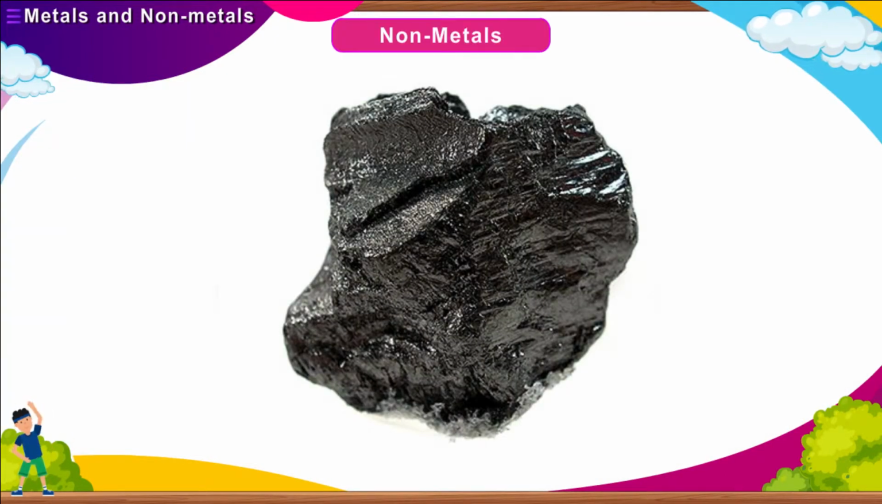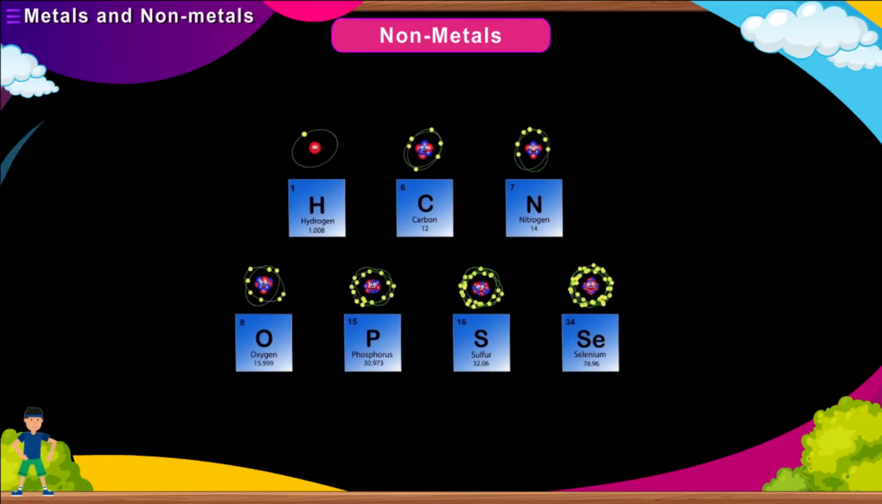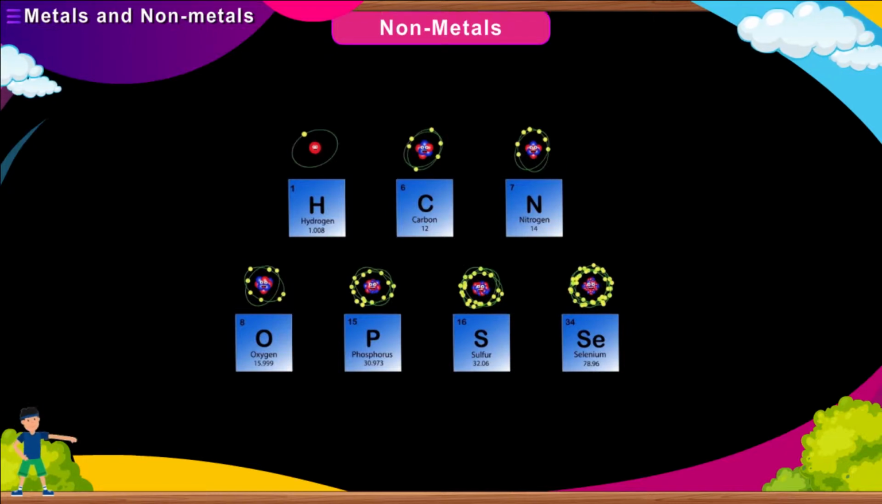Nonmetals. Elements that generally do not shine, neither are too hard nor too soft, are called nonmetals. All the gases fall in the group of nonmetals. Some more examples of nonmetals are sulfur, carbon, and oxygen.